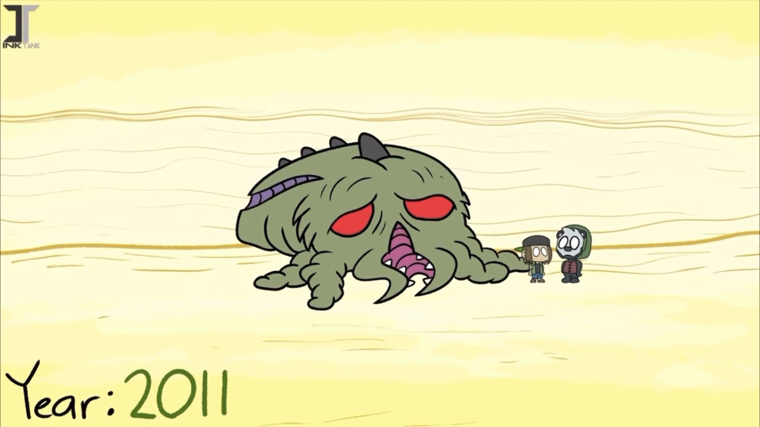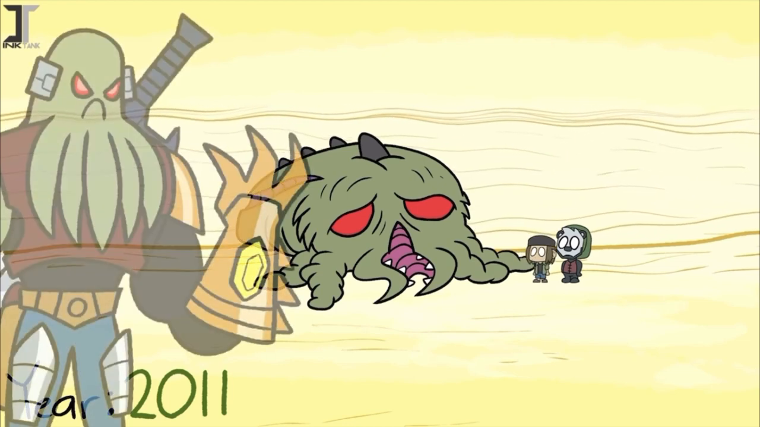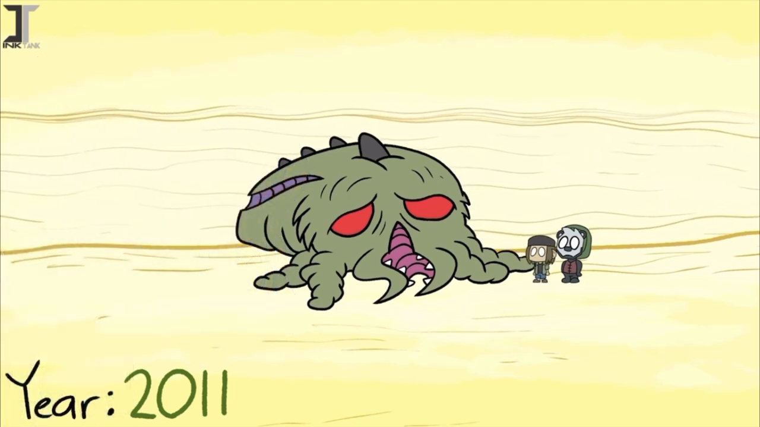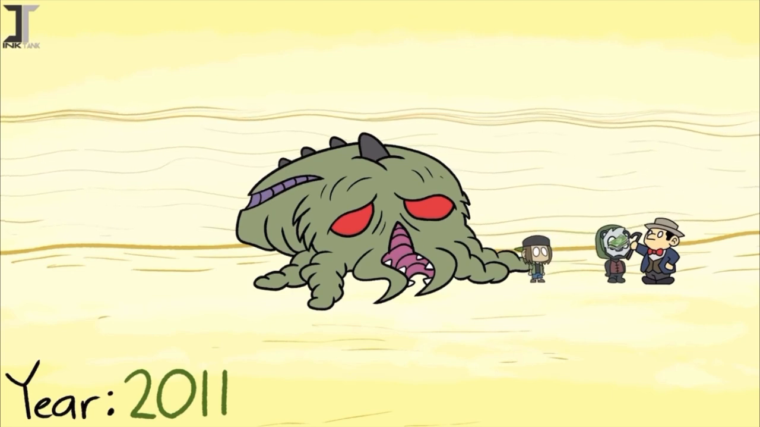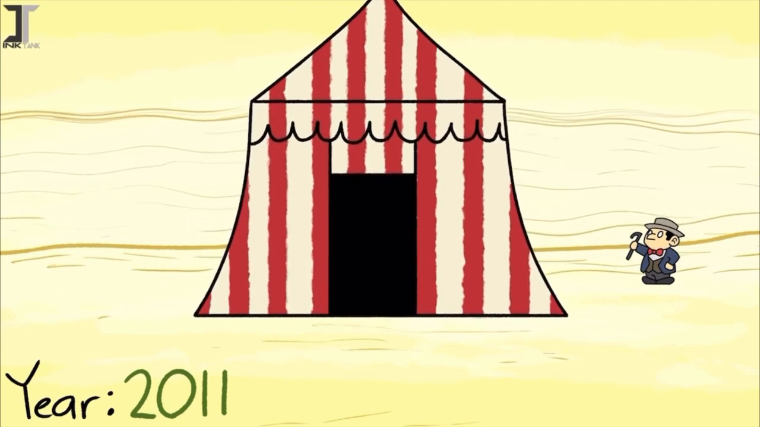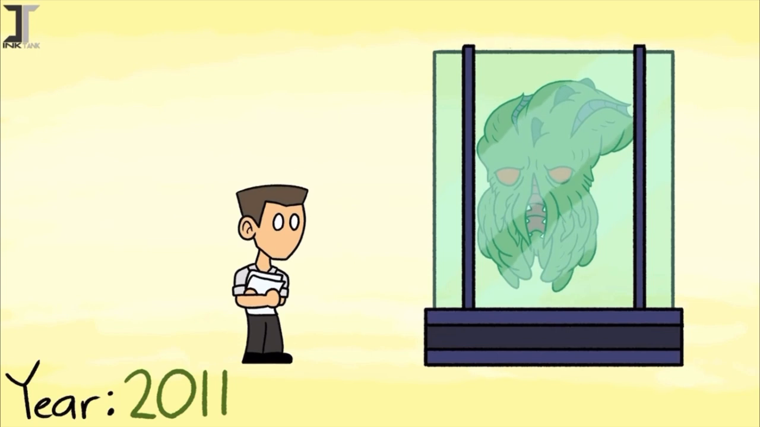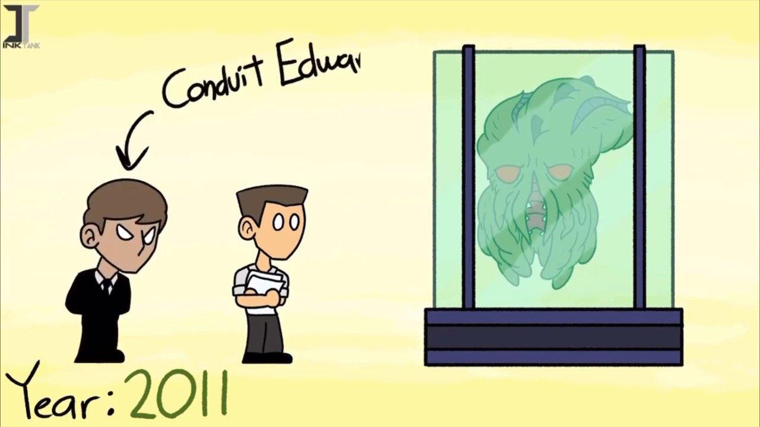Too weak from his previous battle, he cannot return to his normal form and can barely move. He is unable to resist being sold to a traveling carnival as a sideshow until he is discovered by a member of the Flamekeeper Circle, run by a man named Conduit Edwards.